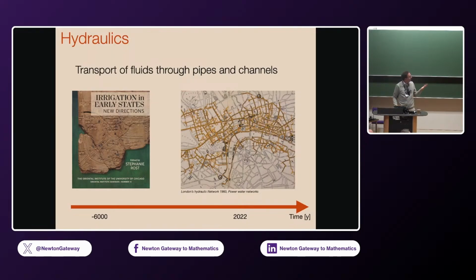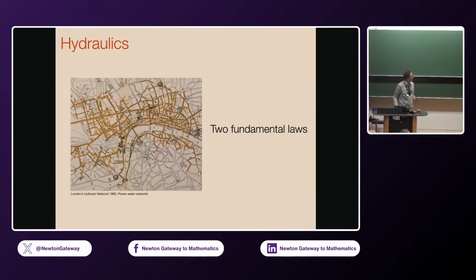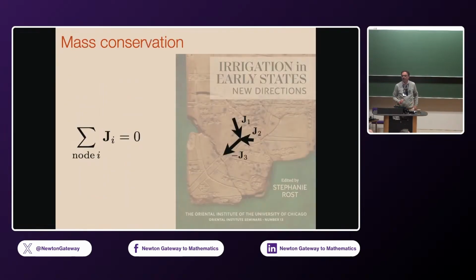Hydraulics is a branch of engineering. I was myself trained as an engineer, but I'm now a physicist. And from a physicist's perspective, I would say that hydraulics boils down to two fundamental laws. The first one is just mass conservation. In steady state, whatever the complexity of your hydraulic network, at every single node, the sum of all the currents has to be equal to 0. Mass conservation is definitely what the people from Mesopotamia and Egypt were using to design their irrigation channels. So that's rule one.